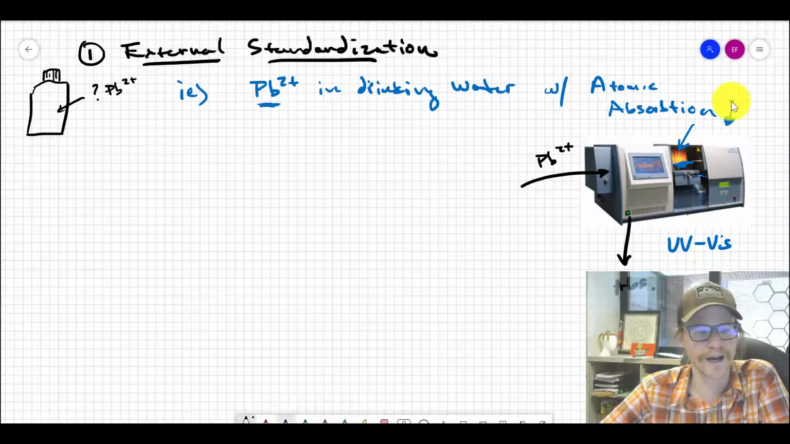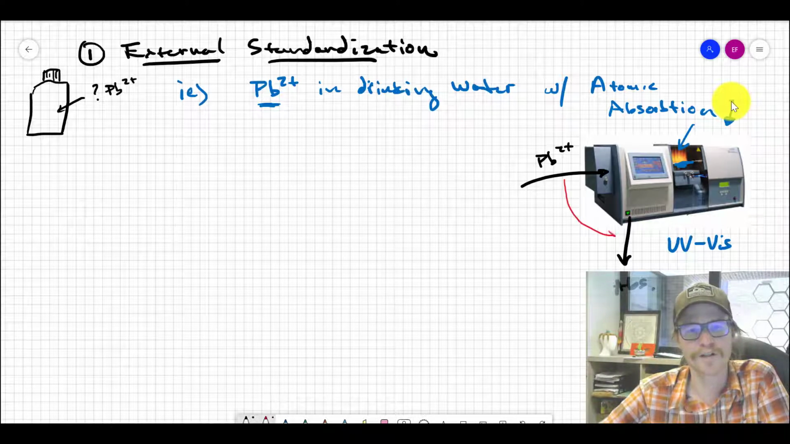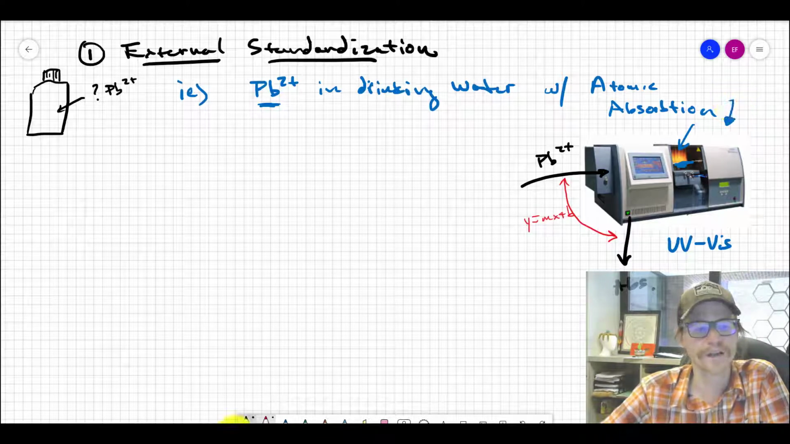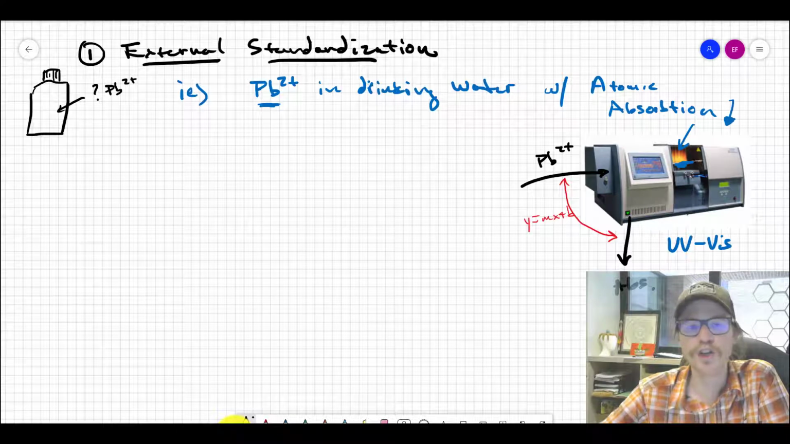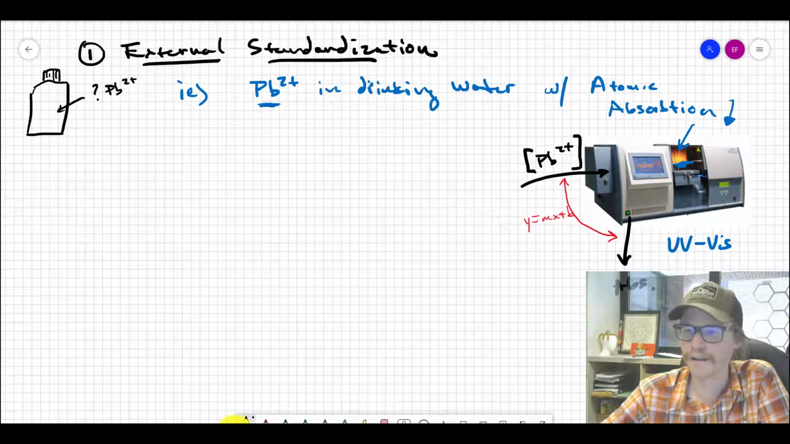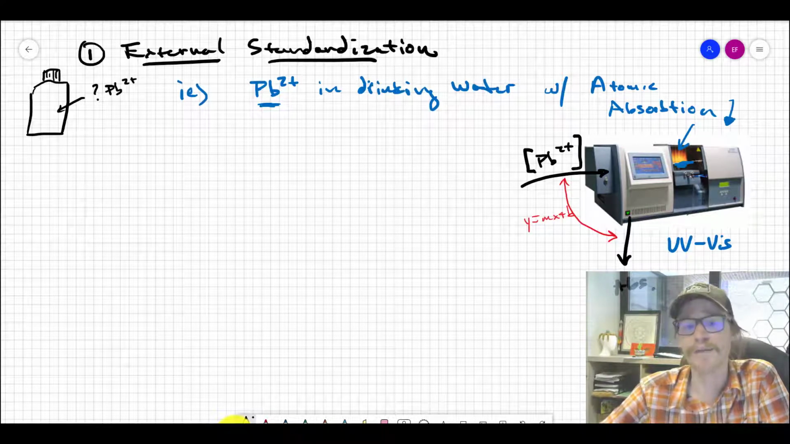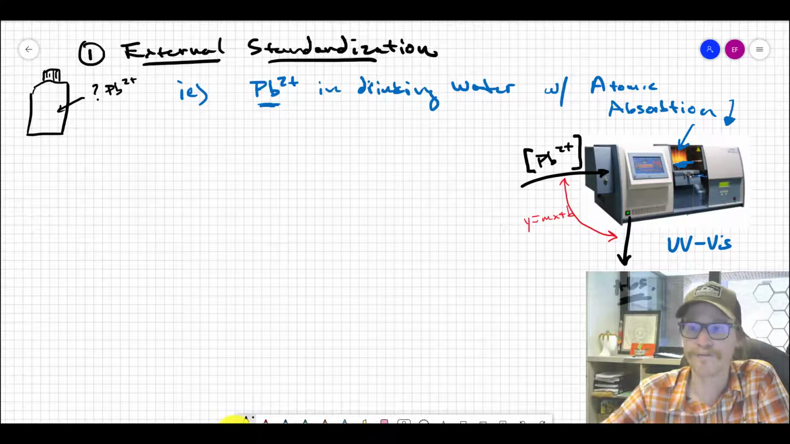So somehow I need to establish a functional relationship, ideally in the form of y equals mx plus b, which is the linear form of that relationship. And the easiest way to do that is to first inject into this instrument known quantities of my analyte, which we call standards, and then measure the response as a function of known input values of x.